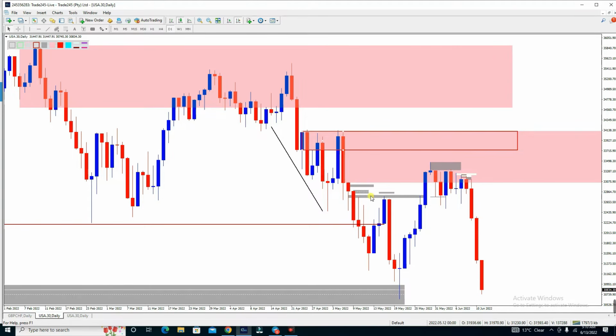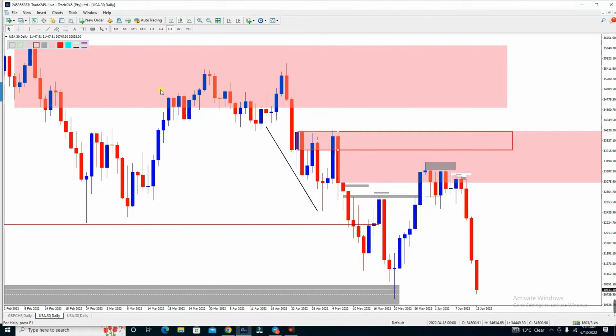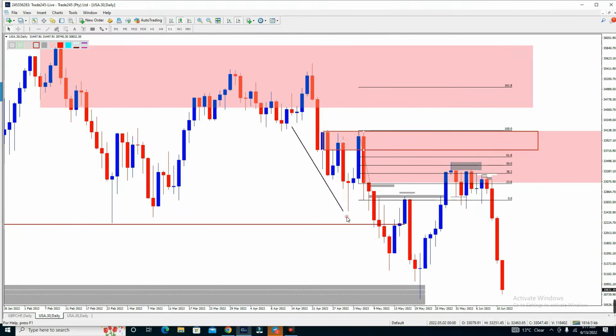So how do you now try and minimize your risk and get a good entry? In this case, I'm going to pull the fib from this area, I'm going to pull the fib from that area to this low, and my area of interest is the 50, 61, 80 area.